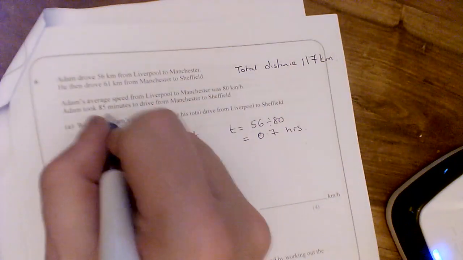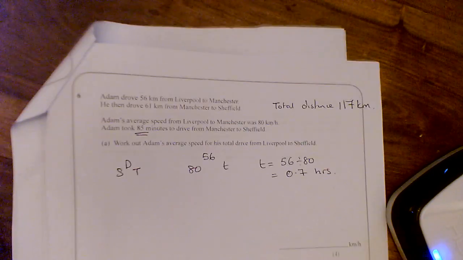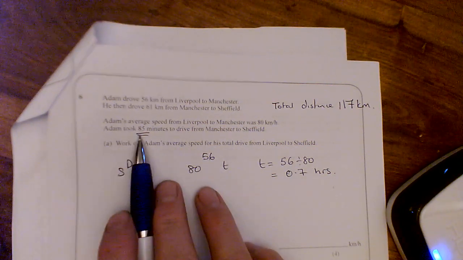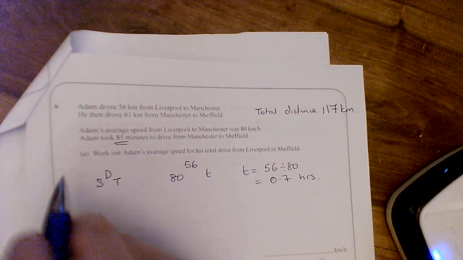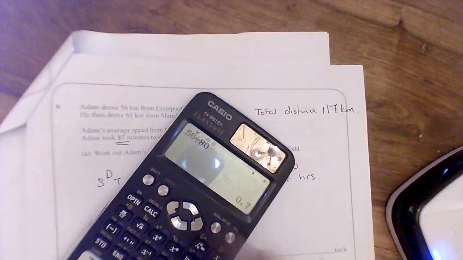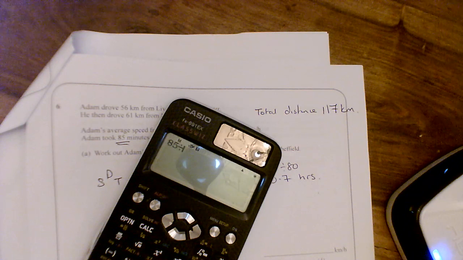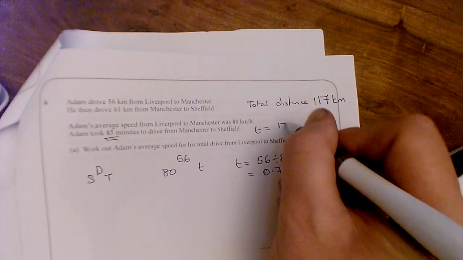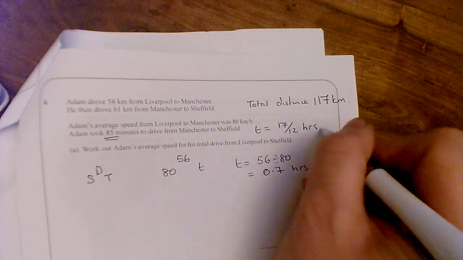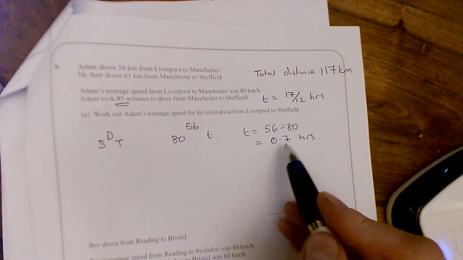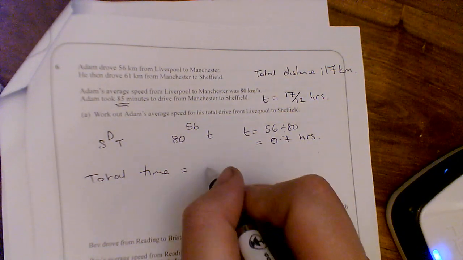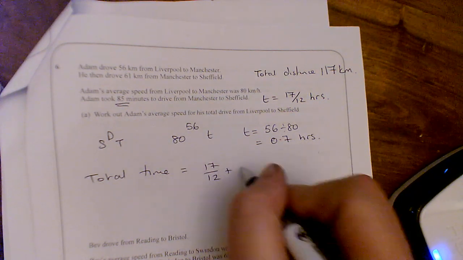And then we've got to this bit here where we've got 85 minutes. Now the problem with 85 minutes is it's not in hours, and we want our total time to be in hours. So 85 minutes, you divide it by 60, 60 minutes in an hour, and that's going to give me 17 over 12. So t equals 17 over 12 hours. So my total time now is this one plus this one. So total time equals 17 over 12 plus the 0.7.